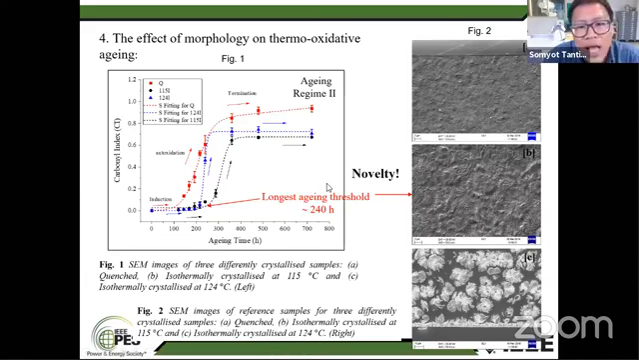And then this is the highlight of this work. You can see first in figure 2 on the right-hand side, these are the reference samples with 3 different morphologies. For figure A, this is called quenching morphology, where the insulation material was produced very quickly from melt, quenching in the water very quickly.